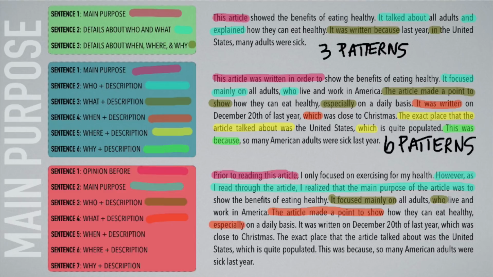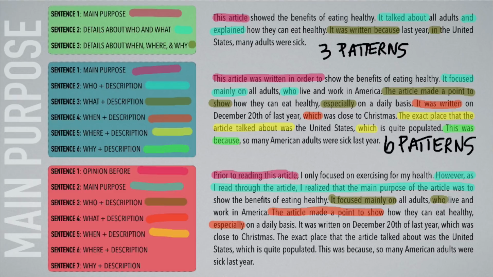Now, made a point to show. That just means it emphasized. It showed that this part is important. Okay, made a point to show. All right. Next, sentence number 5, the when plus the description. Okay, let's keep going. It was written on December 20th of last year, which was close to Christmas.